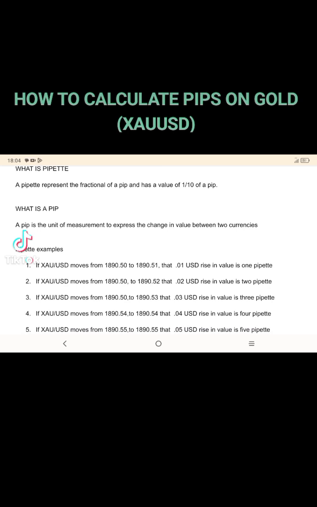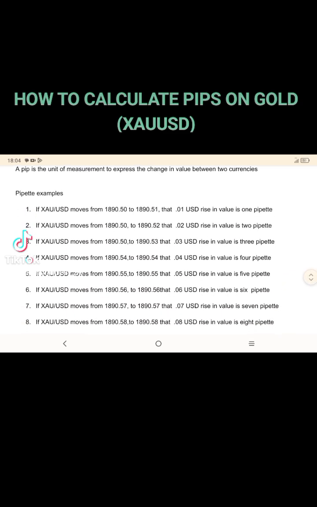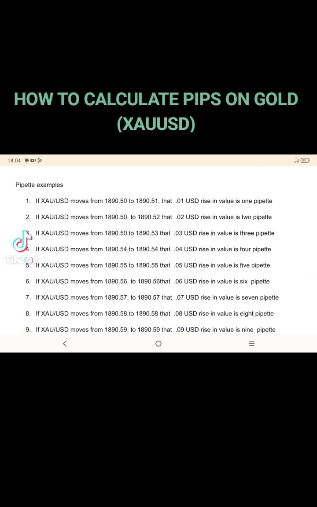Now we say if gold moves from 1890.50 to 1890.51, that is 0.1 USD has risen by one pipette. Let's say example number 2, if gold moves from 1890.50 to 1890.52, that means we have 0.2 USD risen in two pipettes. This is how you do it.